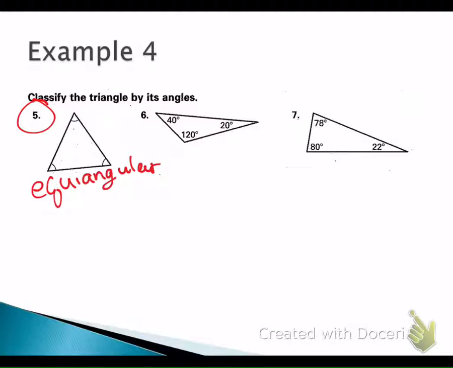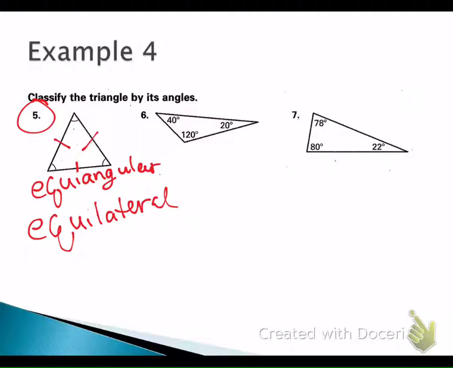Now, quick little hint about the homework. It has you do sides and angles at the same time. So let's say that it was marked like that. You could also say what? Equilateral. Good. So if it asks for both, make sure you do one from the chart by sides and one from the chart by angles.